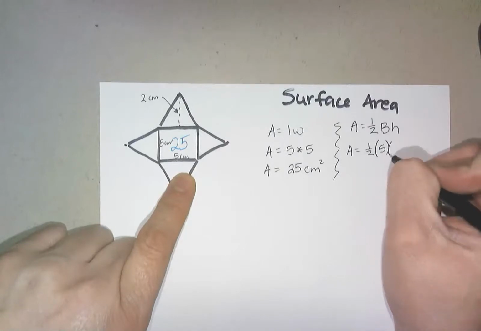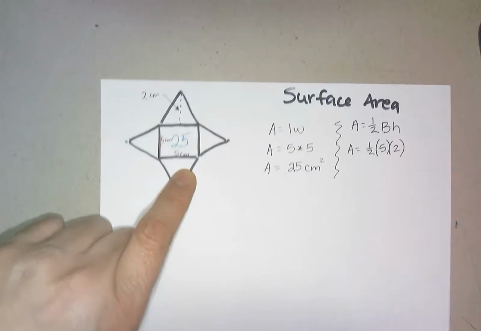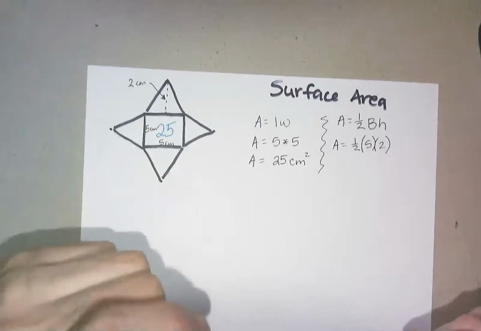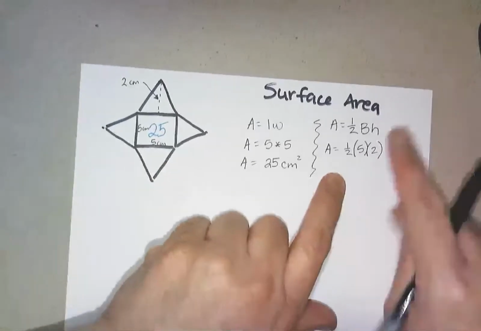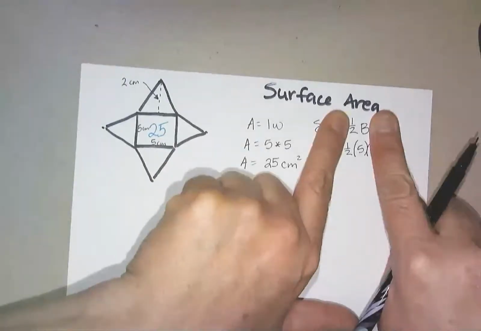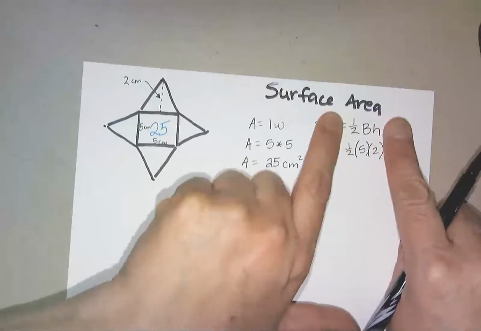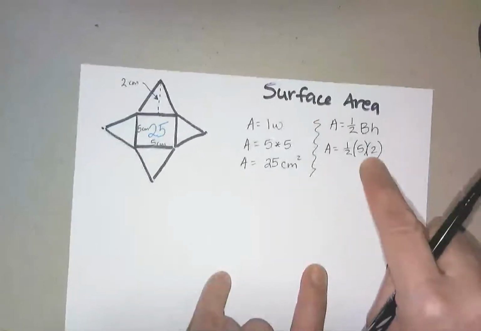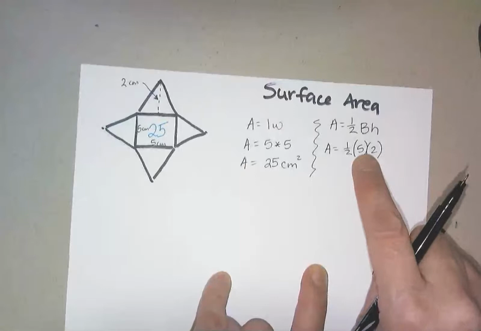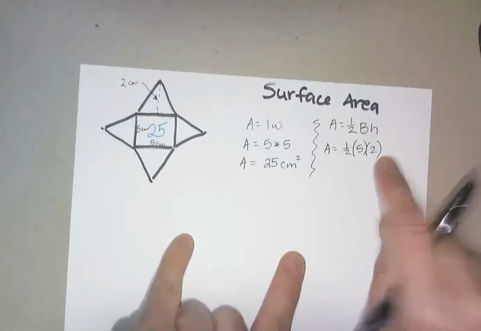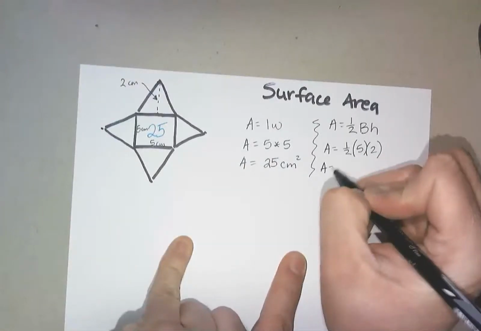And my height is 2. Okay, so let me see. Do I want to go half the base, or take the base and the height and then cut it in half? Oh, I think it's easier for me to do the base and the height and then cut it in half. All right, so I'm going to write 1/2.